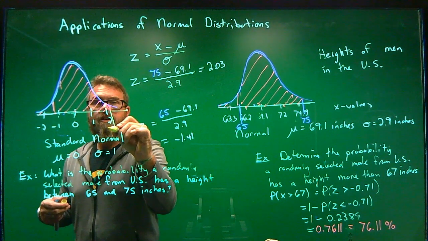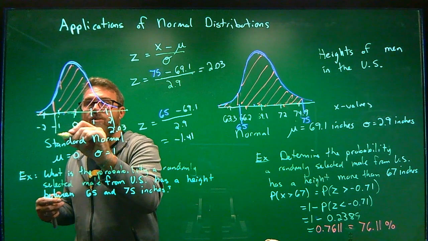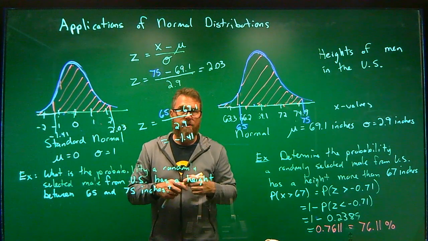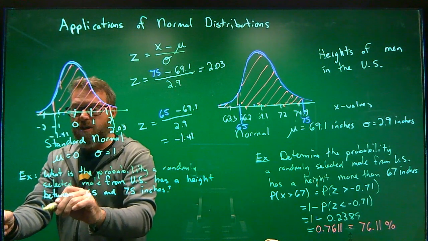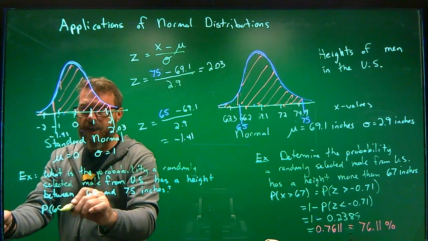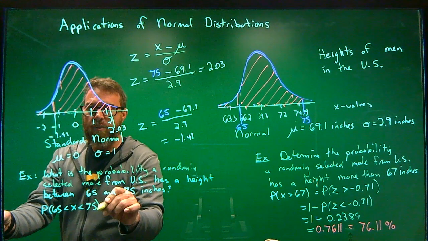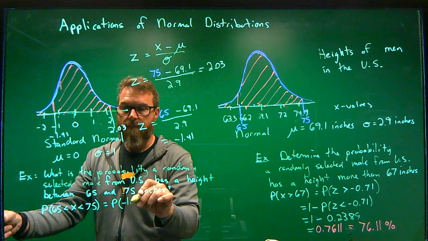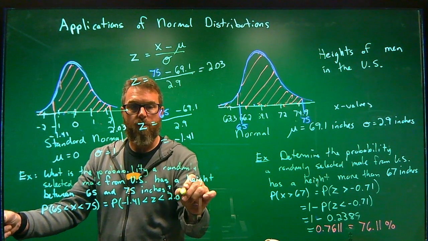So this z-score is 2.03. This z-score right here is going to be negative 1.41. Now, in a previous video, I showed how to find the area between for z-scores. If I want to find the probability that 65 is less than x, which is less than 75, this is the probability that their z-scores are between negative 1.41 and 2.03.